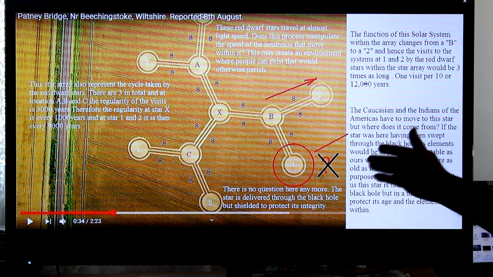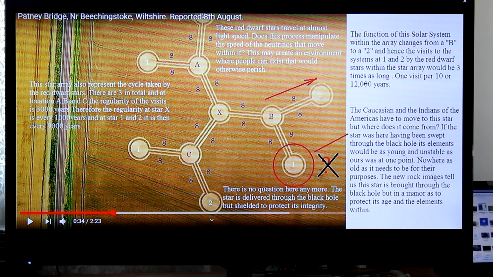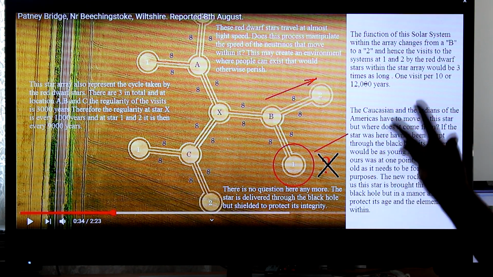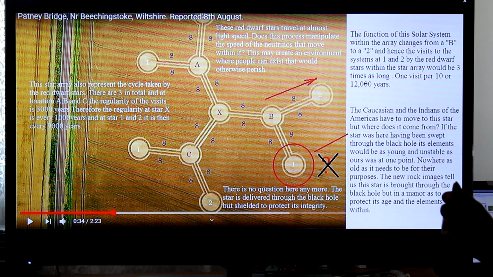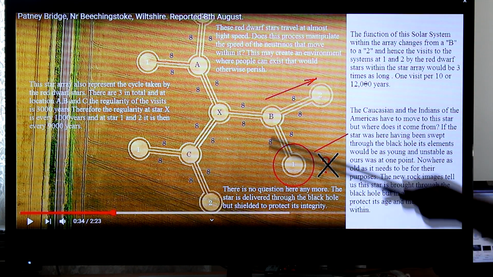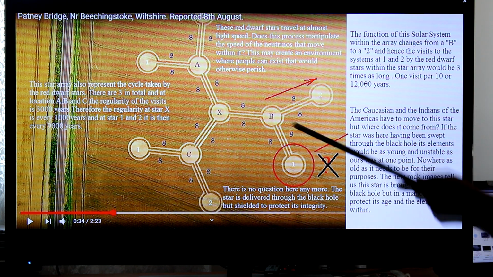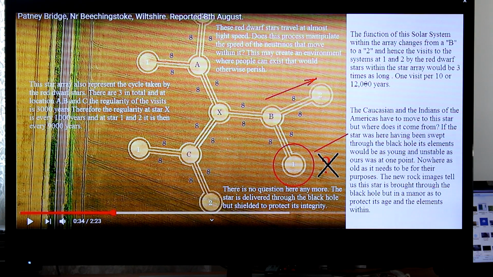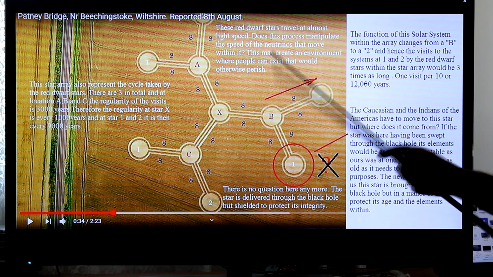So when we come back to our star array, we will answer that question as to why the CERN logo has one little line travelling in the opposite direction to the three big lines. We are being told the very same process, that they're red dwarf stars. There are three of them that cycle repetitively around this star array, of which our sun is one of those stars. And that's what we're seeing here.